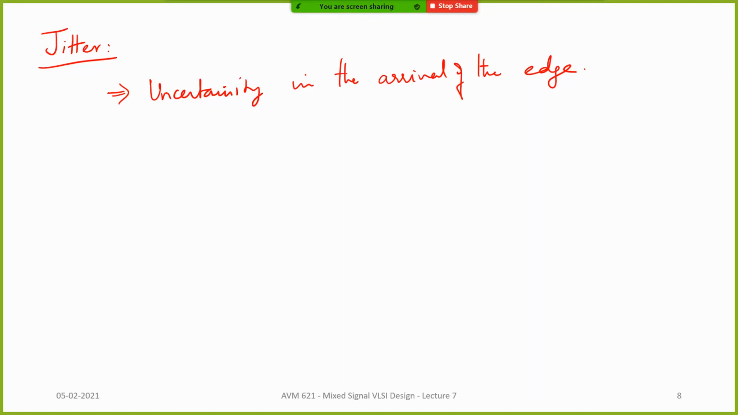So there are different types of jitter. There is period jitter, the cycle to cycle jitter. So all these things are there. We will look at jitter in a more detailed way as the course progresses, and we'll link it up with phase noise in the RFIC course.